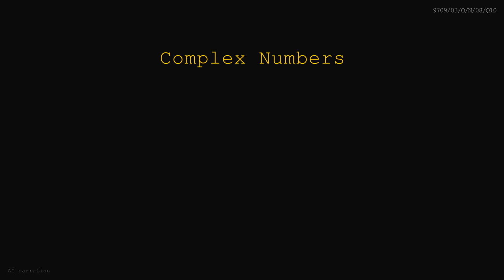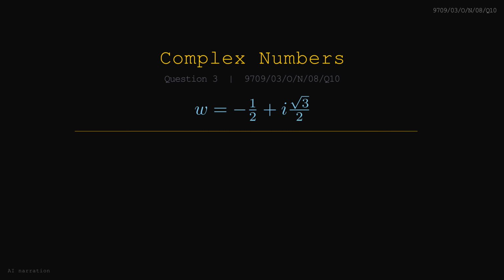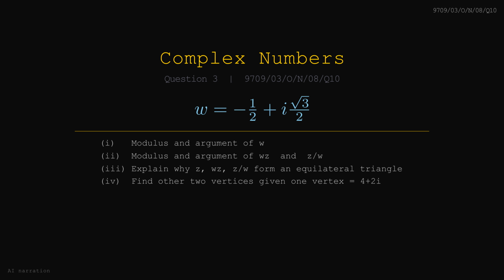Complex numbers. Question 3. W equals -1/2 plus i root 3 over 2. Part 1: modulus and argument of W. Part 2: WZ and Z over W. Part 3: equilateral triangle. Part 4: vertices when one point is 4 plus 2i.